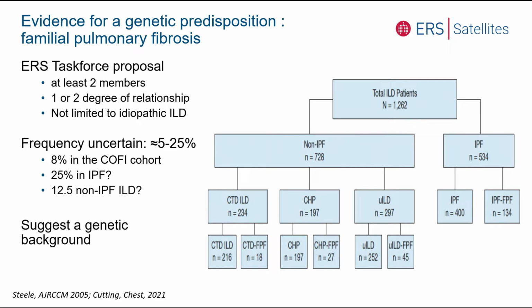In this really recent American cohort of more than 1,000 ILD patients, we can see that among 500 IPF patients, almost one quarter reported familial occurrence of ILD. And in non-IPF patients, including secondary ILDs such as CTD-ILD or hypersensitivity pneumonitis, about 10% also reported a familial case of ILD. So this prevalence suggests that all ILD may have a genetic background.